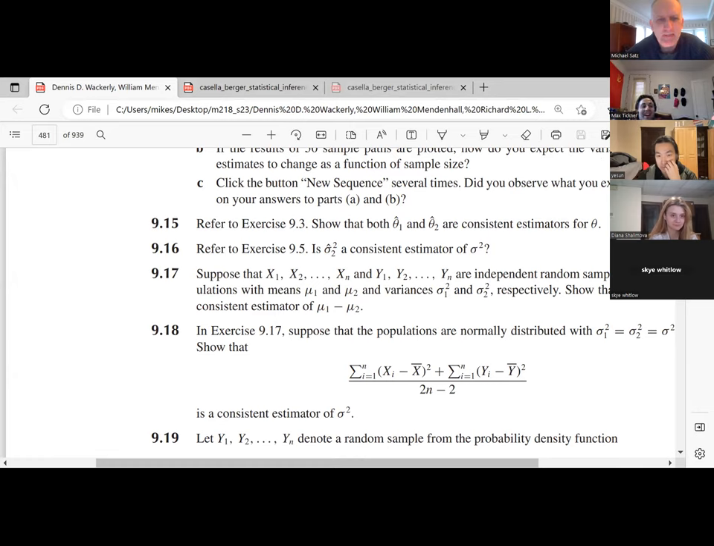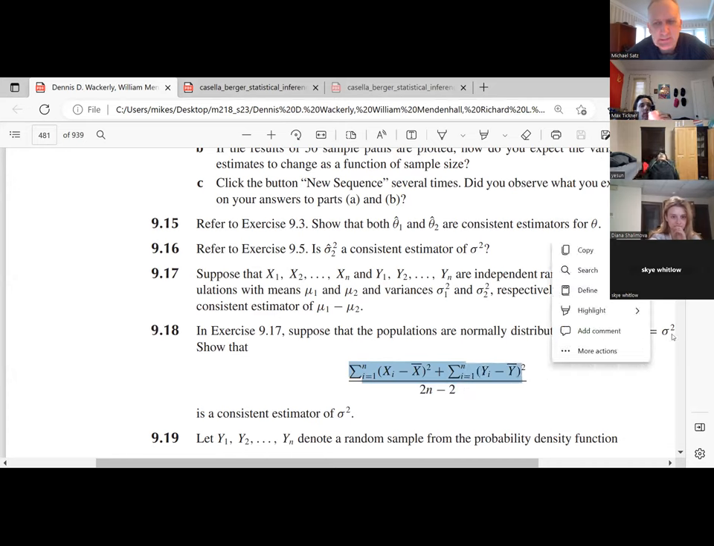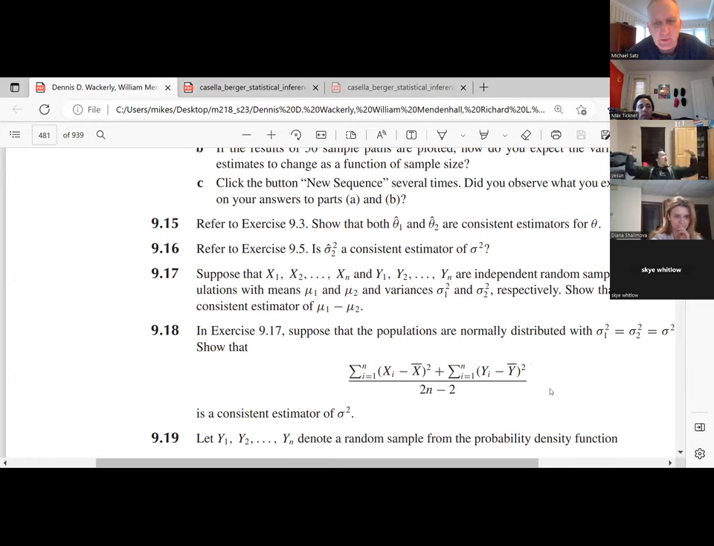At the end of 9.3, I was thinking we could do this one, right? This is the pooled variance for two populations. As long as I'm assuming they have the same variance, sigma squared, we can show that the pooled estimator is consistent. It converges to sigma squared in probability. It's pretty straightforward, actually, but it's cool that we can do it now and that you're actually doing stuff like this. This is good stuff.